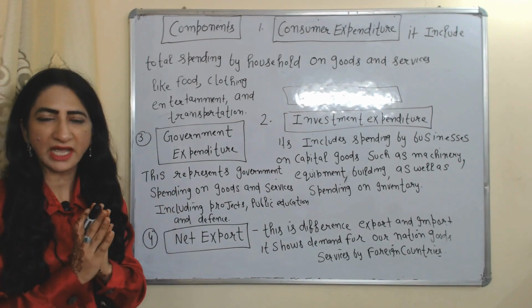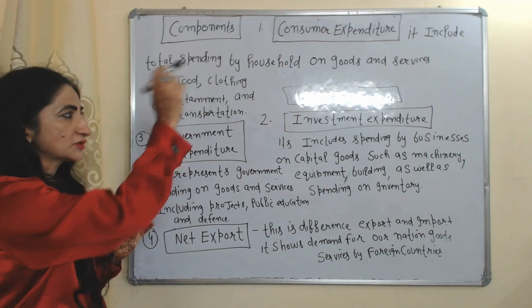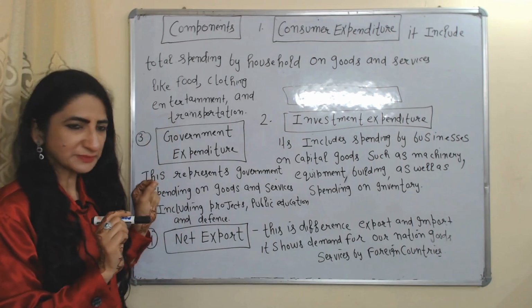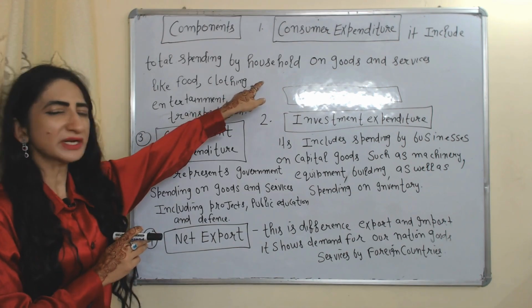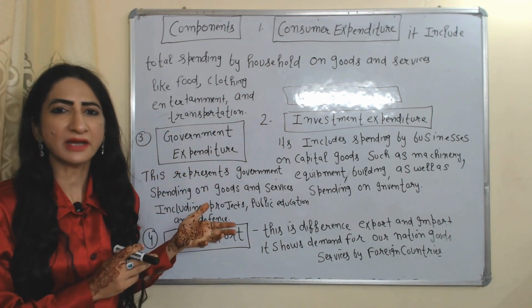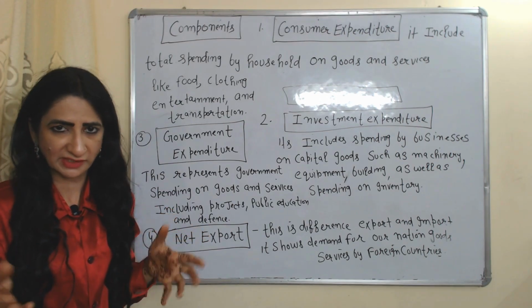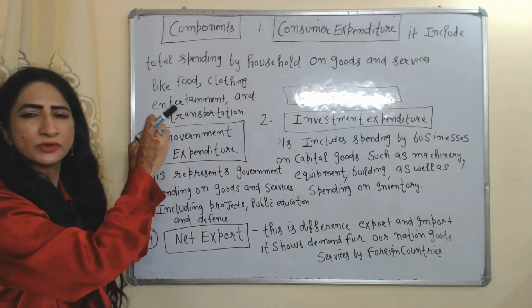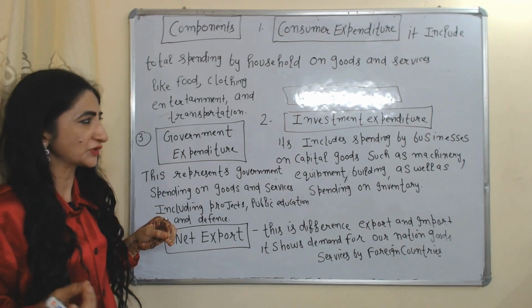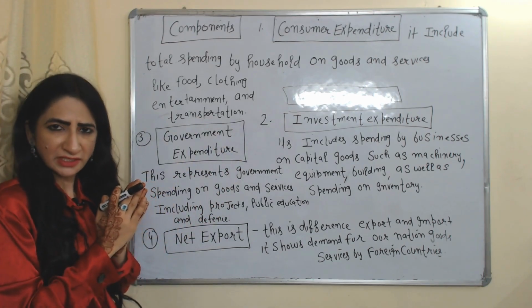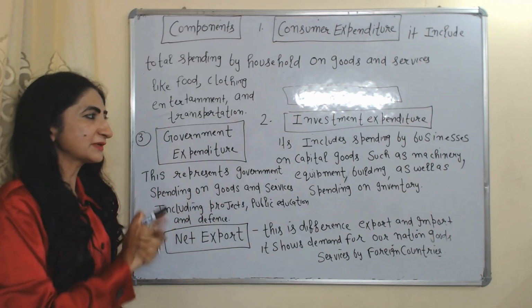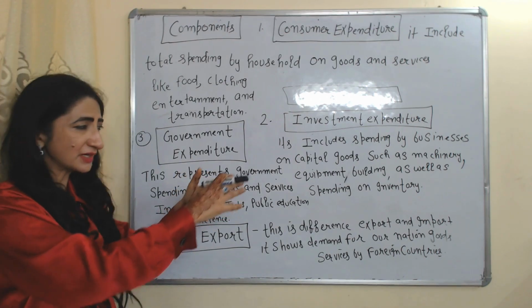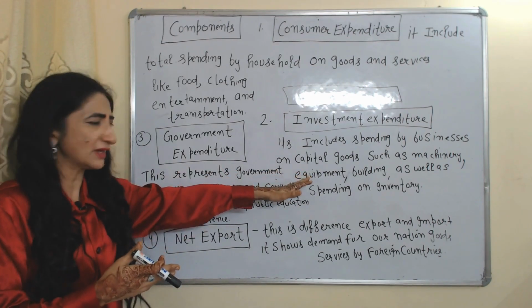Aggregate demand mainly have four components: consumer expenditure, investment expenditure, government expenditure and net export. Consumer expenditure includes spending by a household on goods and services. For example, spending on food, clothing, entertainment and transportation. Investment expenditure includes spending by businesses on capital goods. For example, spending on machinery, equipment, building as well as spending on inventory.